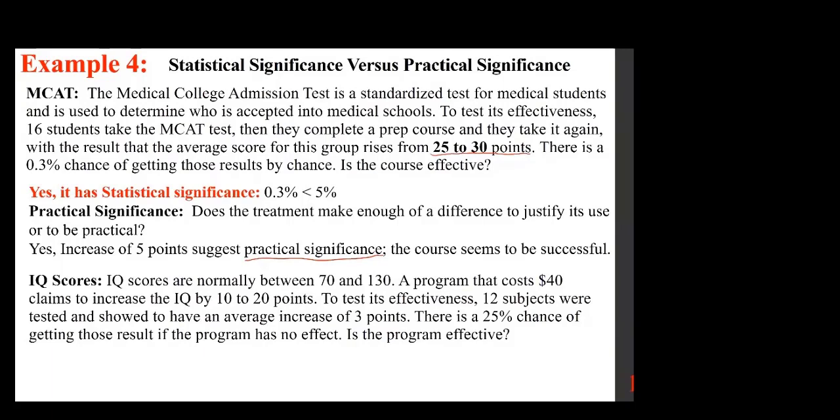IQ scores are normally between 70 and 130. A program that costs $40 claims to increase the IQ by 10 to 20 points. To test its effectiveness, 12 subjects were tested and showed an average increase of 3 points. There is a 25% chance of getting those results if the program has no effect. Is the program effective? What do you think? It doesn't have statistical significance. And is it worth it? No. That's it.